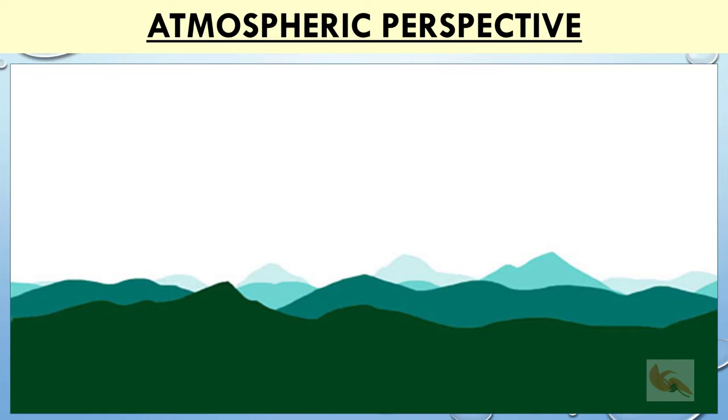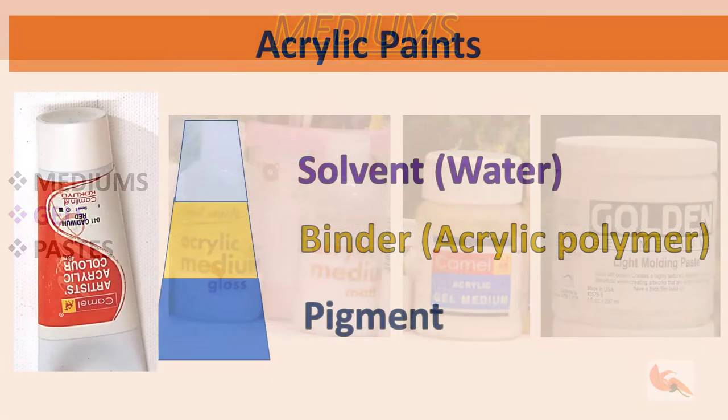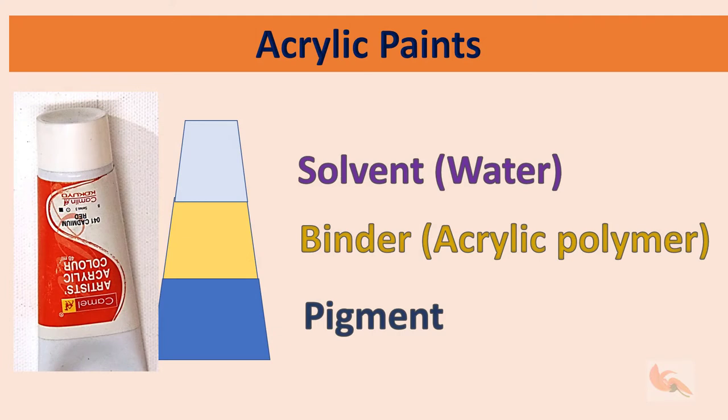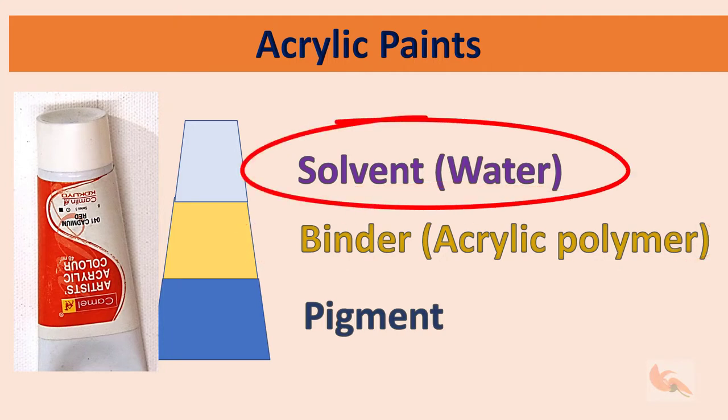Before we get on to the illusion of space, let's see some basic mediums and additives that are used to enhance or modify some properties of acrylic paints, and also to create textures. Acrylic paints are made by mixing the pigments with binder, which is acrylic polymer, and it also contains water as the carrier or vehicle, which evaporates after application.